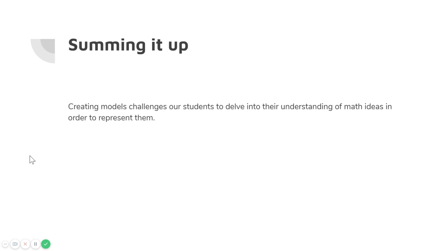This also ties into number 3, where we have to construct a viable argument. Why does your model work? Does your model work? And as we have the model, we as teachers will be able to delve into the minds of our students to see what they're thinking, rather than what's considered the standard algorithm where we just have to see if they know how to calculate problems right.